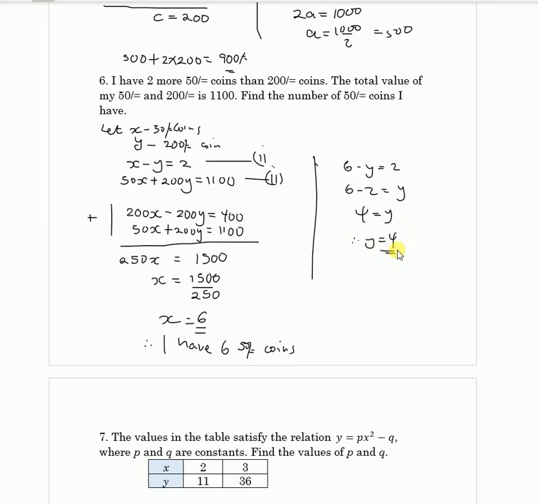So it means that you have 4 200 coins. And as you can see still here, 4 times 200, that one is 800. 6 times that, you have some 300, plus this one, that is 800. This one is 200 times the 4 which you have got for y. Y is 4. So 800 plus 300, you get that.